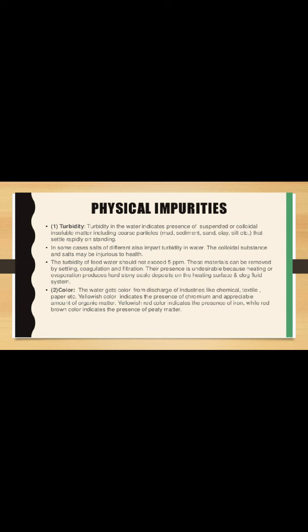Then color. The water gets color from discharge of industries like chemicals, textiles, and paper. A yellowish color indicates the presence of chromium and an appreciable amount of organic matter in water. Also, a yellowish red color indicates the presence of iron, while a red brown color indicates the presence of peat matter.